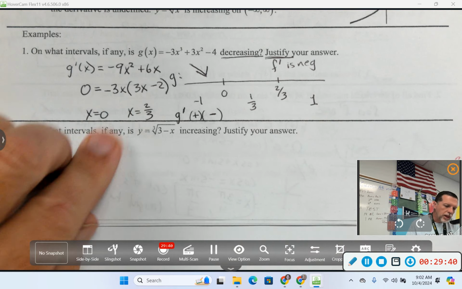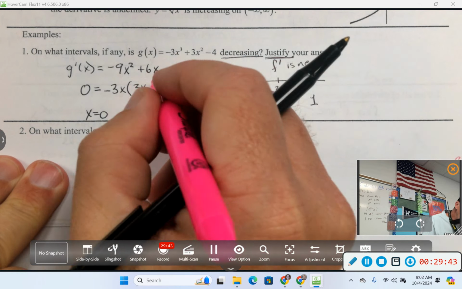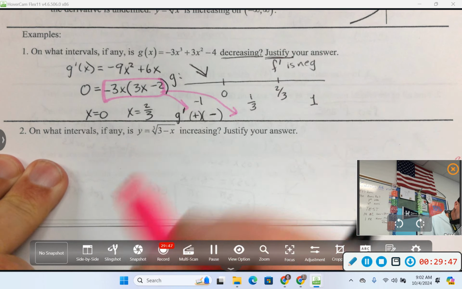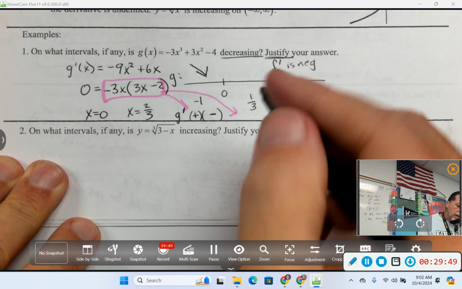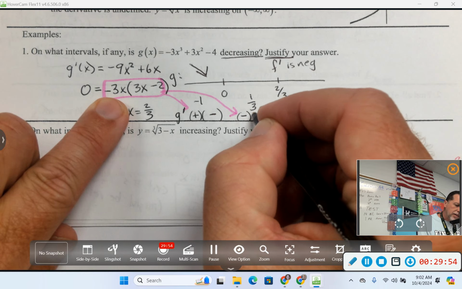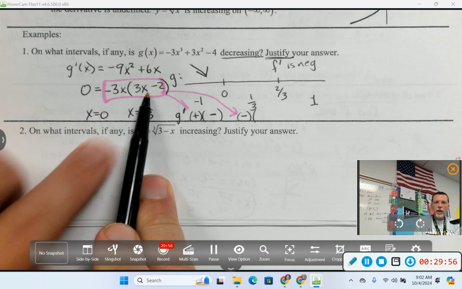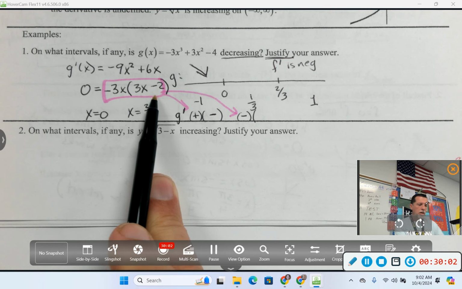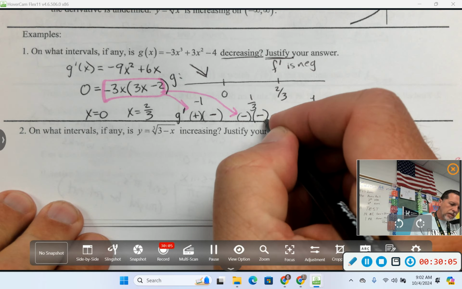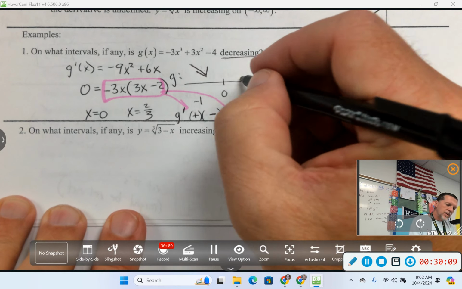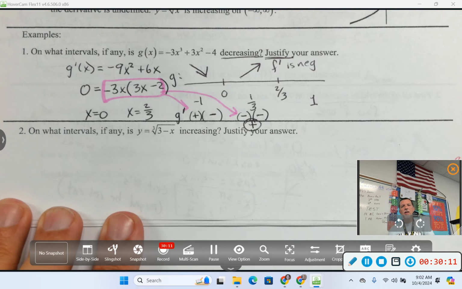All right, if I plug in 1/3, and I'm plugging into the factored form because I feel like that's the easier way to go. Negative 3 times 1/3 minus 2. 3 times the third is 1. 1 minus 2 is negative. So that means g prime is positive. That means g is increasing.